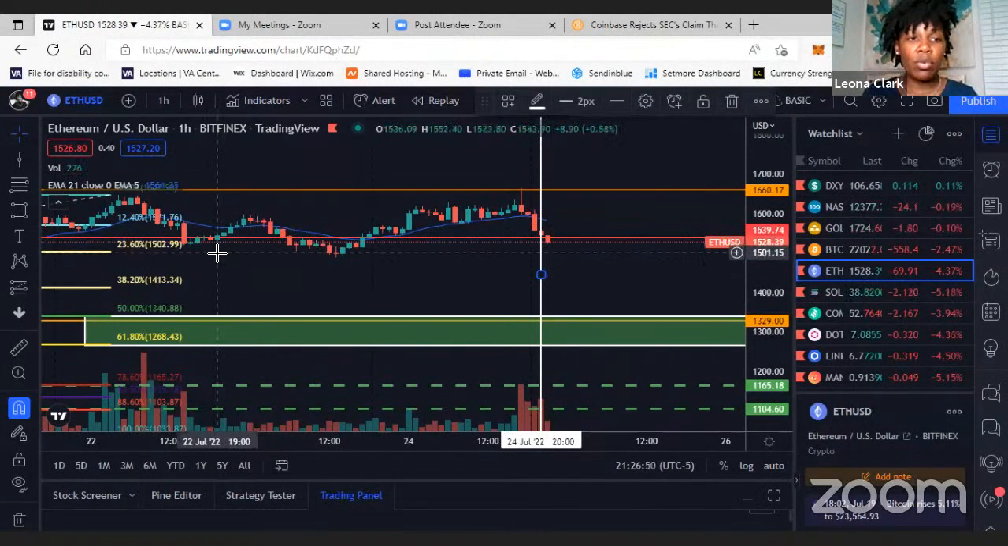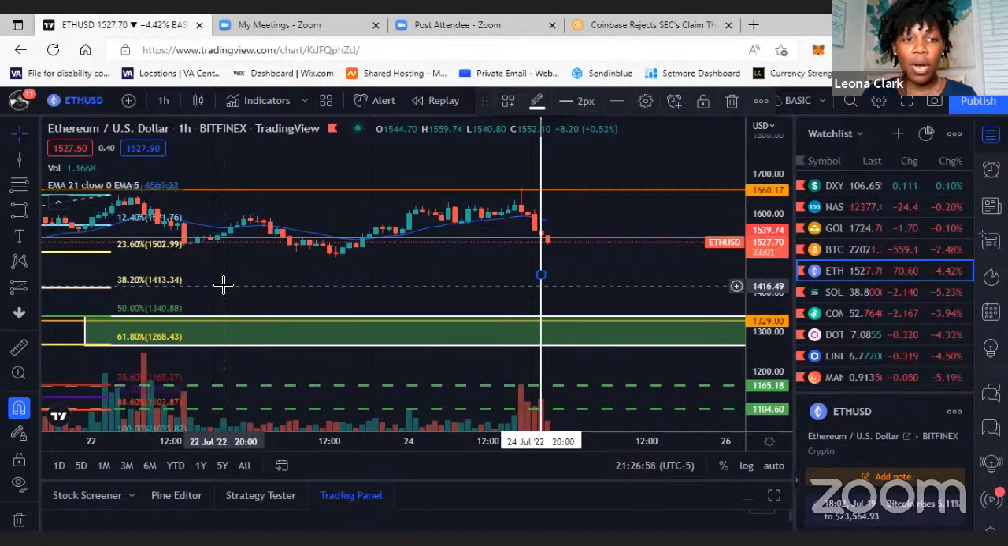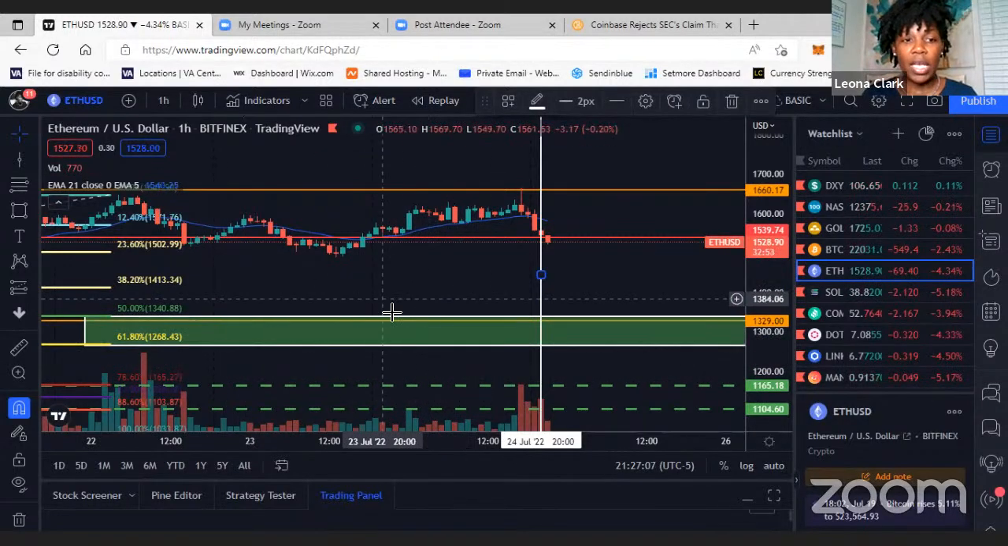Again, that would mean you could go to 236. Okay, so that's 1501 according to TradingView. 382, that's your second take profit. That's 1416-ish according to TradingView. And then this 50% is 618 zone. And that's starting at 1340.